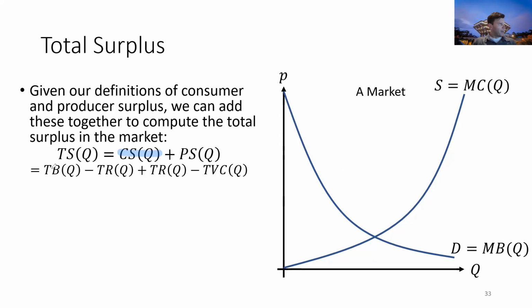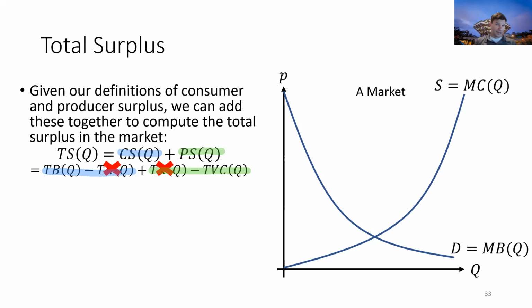Now, consumer surplus. This was the total benefit that the buyer gets minus what they pay, which was the revenue. The producer surplus was the total revenue that the firms receive minus the variable cost that they pay to produce those goods. If you look carefully, you should recognize something cancels here. And that is what? Yeah, very good. That is the total revenue terms. They're gone.